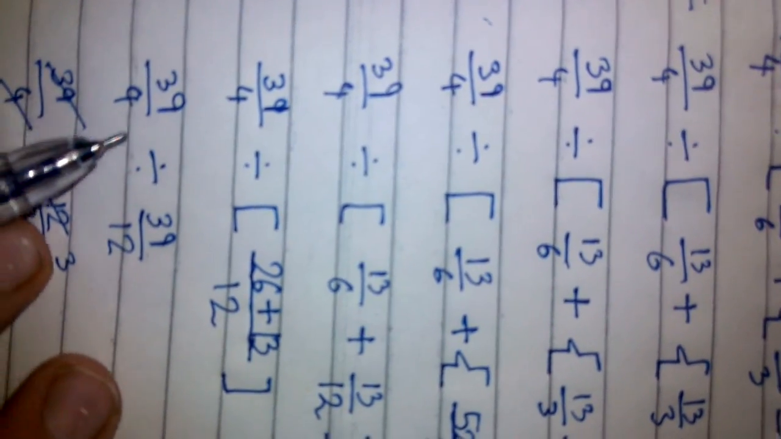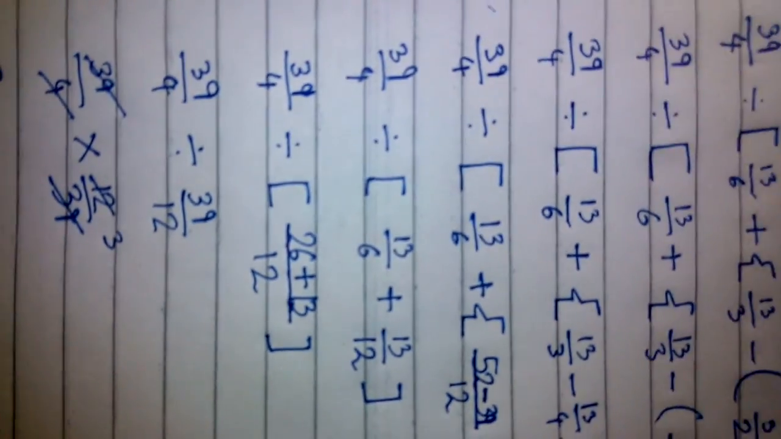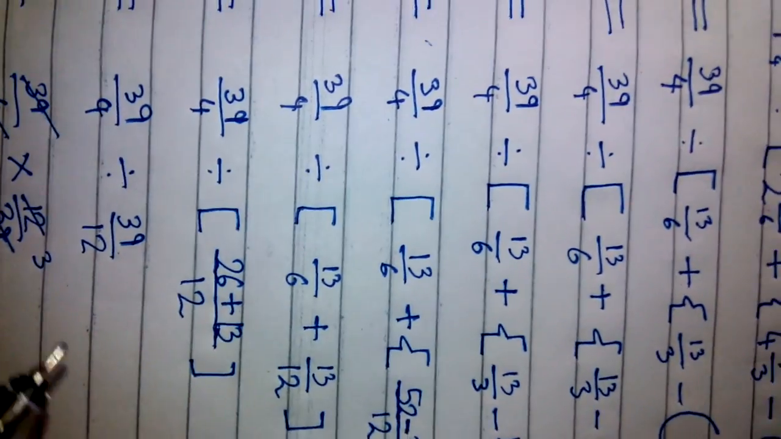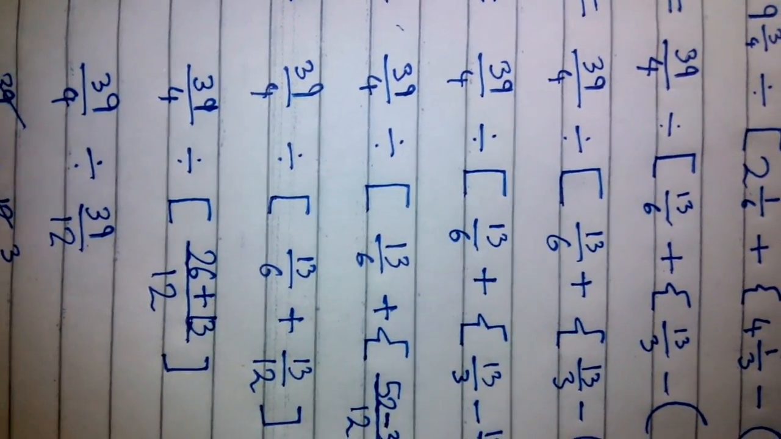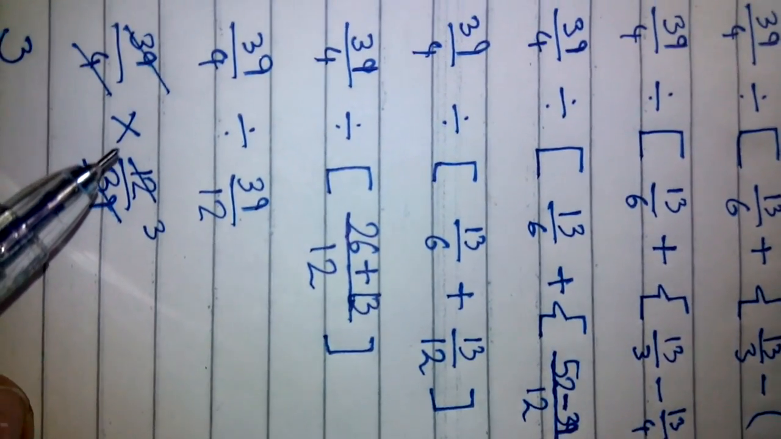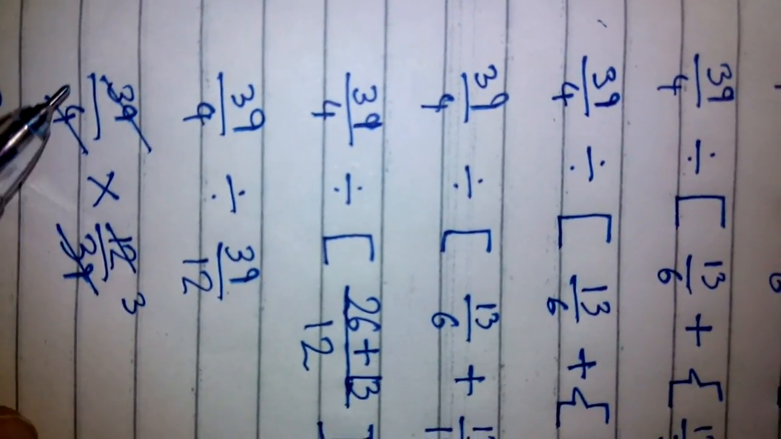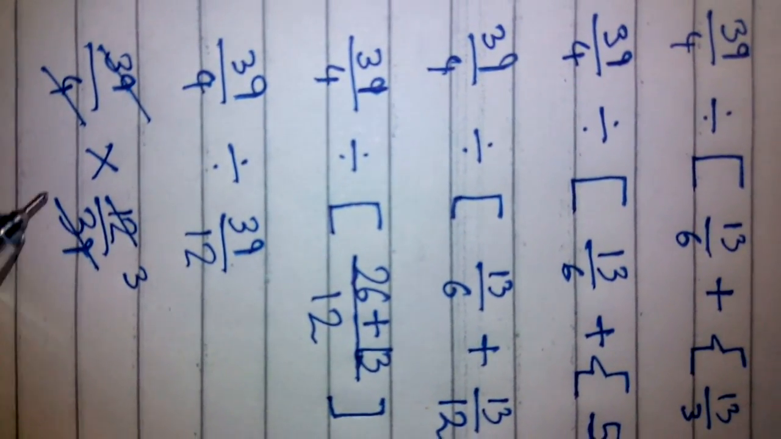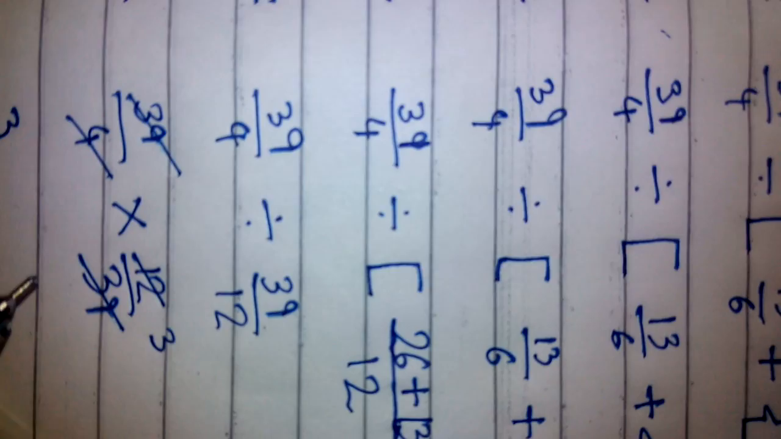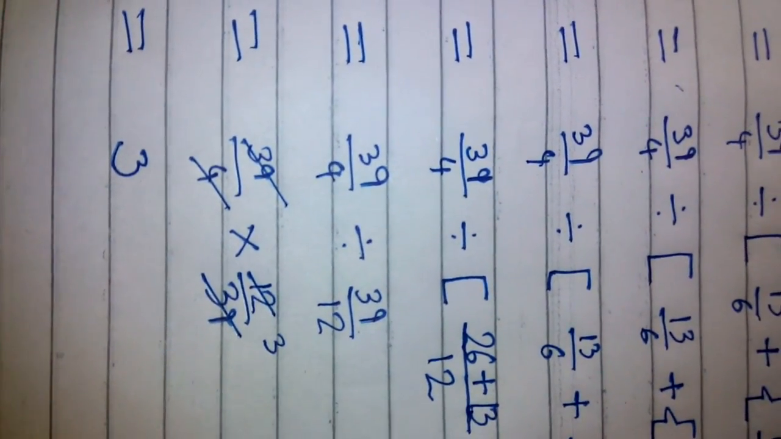So I had to divide by 39 by 4. So 39 by 4, I converted it, alright, into its reciprocal form. 39 by 4 over here, and 12 by 39 is the reciprocal form. 39 and 39 got cut, and 4, 3 is 12. So 3 is on the upper side, and so 3 will be the answer.